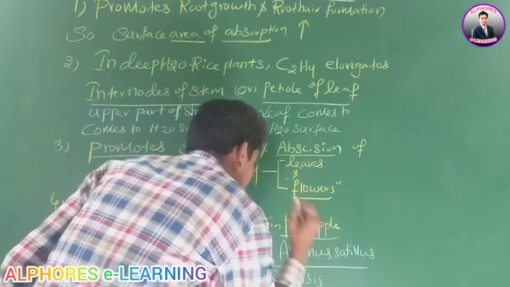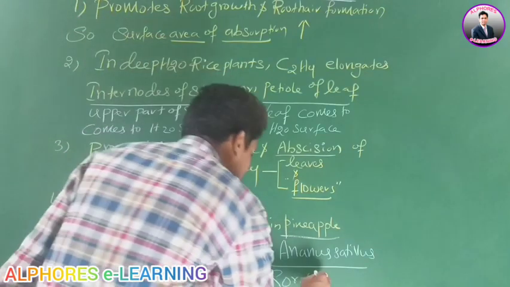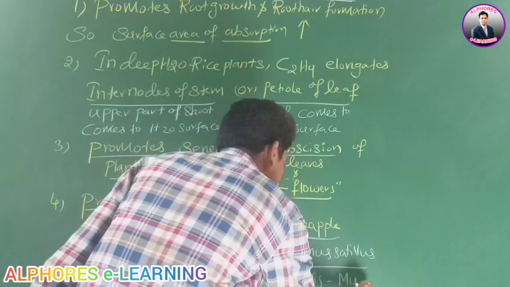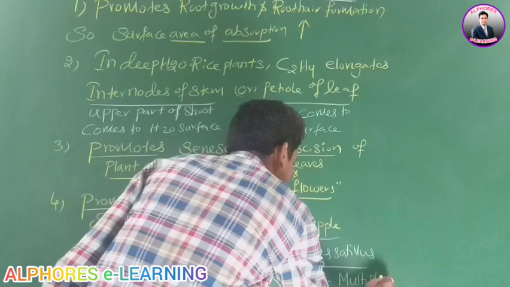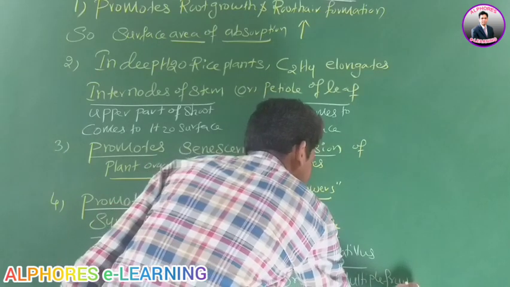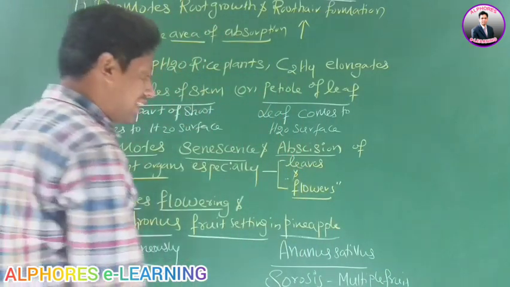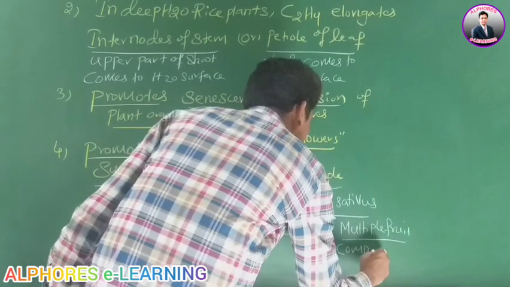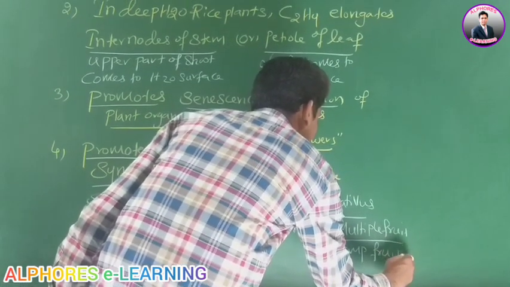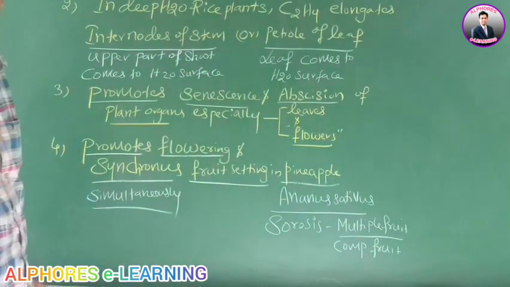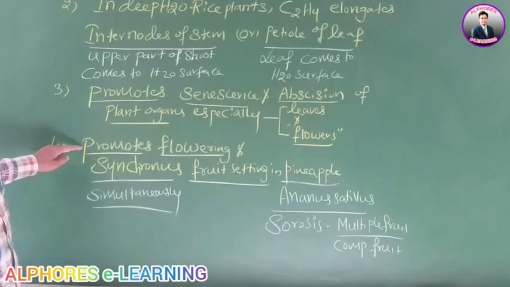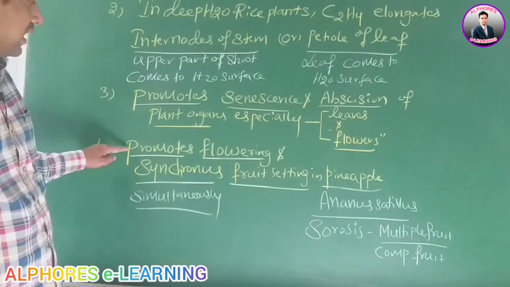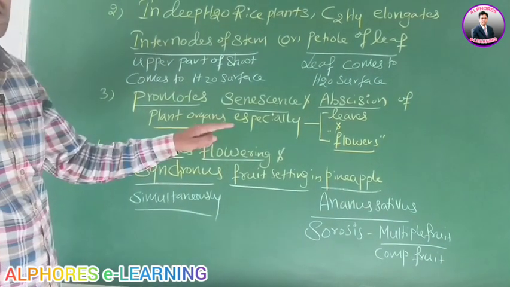Sorosis. This sorosis is a type of which fruit? Sorosis is a type of multiple fruit. We read it in first year. What is another name for multiple fruit? Multiple fruit is also called compound fruit or composite fruit. Therefore, ethylene promotes flowering and synchronous fruit setting in pineapple.